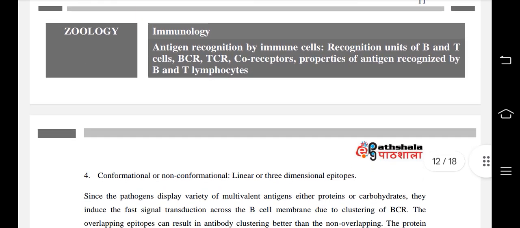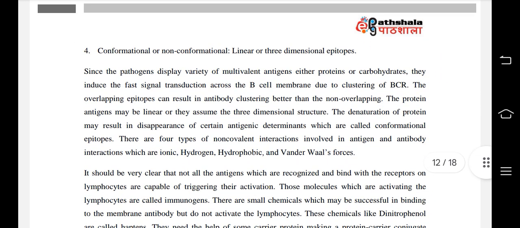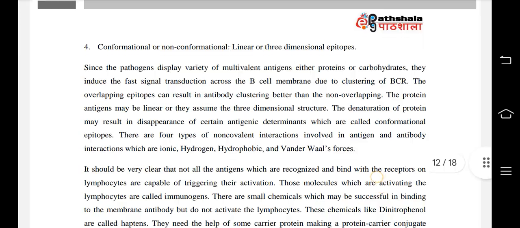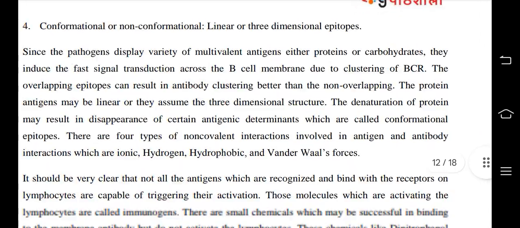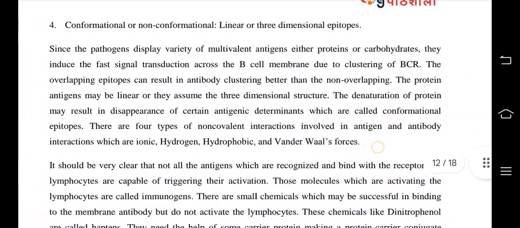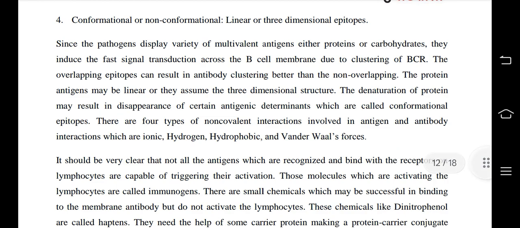Overlapping if epitopes are closely placed. Conformational or non-conformational, linear or three-dimensional epitopes. Since the pathogen displays a variety of multivalent antigens, either proteins or carbohydrates, they induce fast signal transduction across the B cell membrane due to clustering of BCR. The overlapping epitopes can result in antibody clustering better than the non-overlapping.